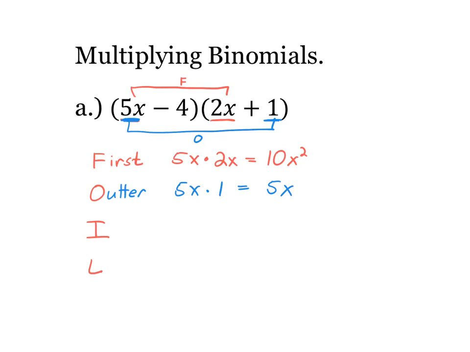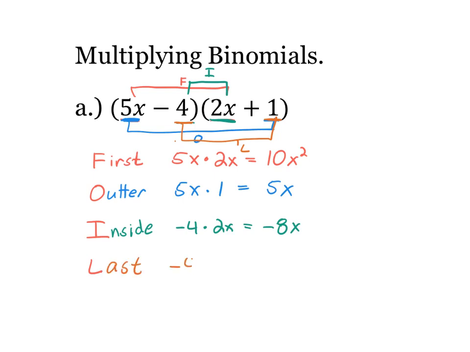Then we have inside, these being the inside, so I for inside, would give us negative 4 times 2x equals negative 8x. And then last would be the last two inside the parentheses. So negative 4 times 1 equals negative 4.